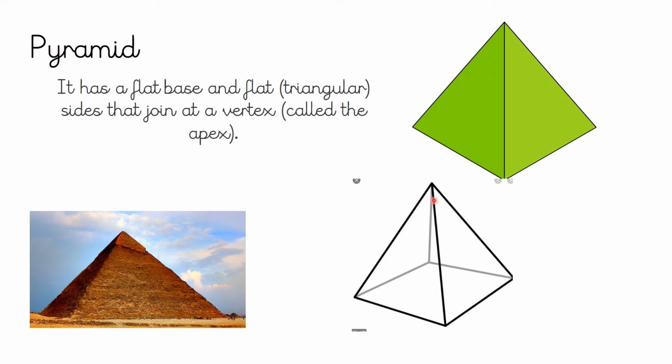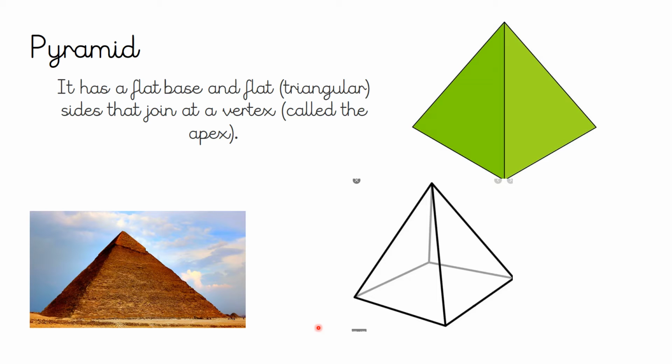Can you remember what we call these parts? We call them faces. These faces meet at a vertex, and on a pyramid we call this vertex the apex because it's right at the top. These ones at the bottom are still called vertices.